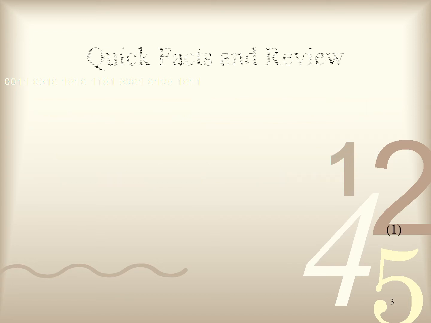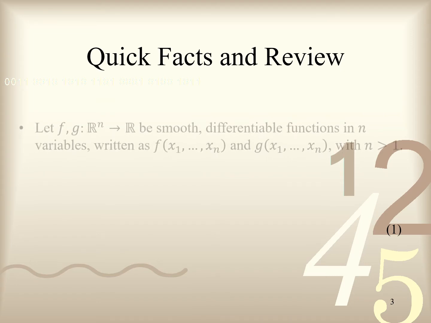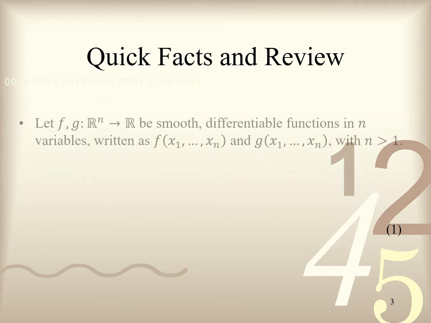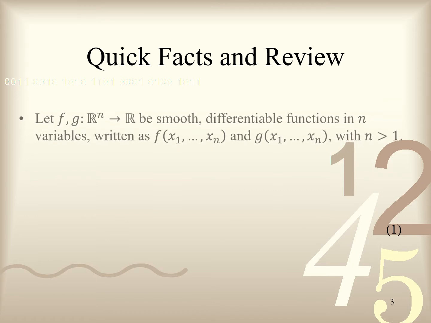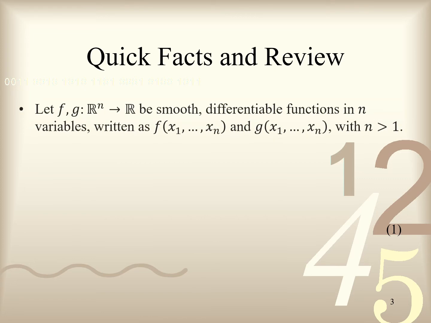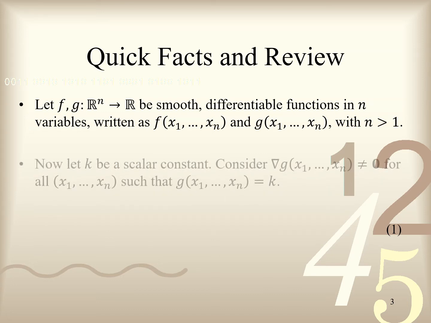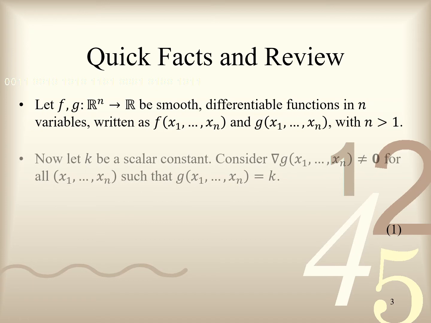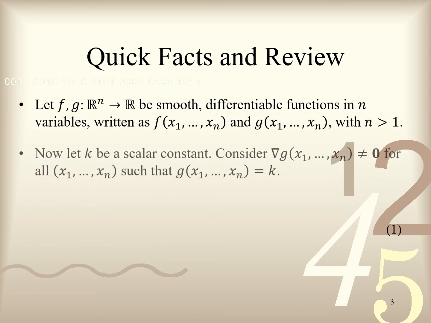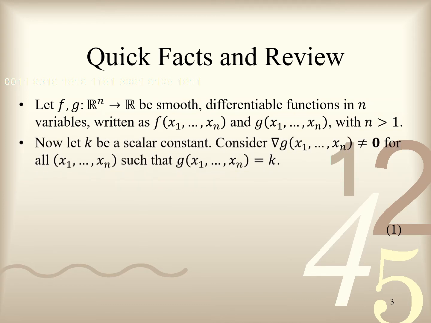Here are a few important quick facts and review that we will need to solve problem 3. First, let's consider smooth differentiable real-valued functions f and g in n variables, where we write them as f(x1, up to xn), and g(x1, up to xn), respectively. For all intents and purposes, we shall assume that n is greater than 1. Now let k be a scalar constant. Consider the gradient of g to be a non-zero vector for all points x1 up to xn, such that g(x1, up to xn) equals k.